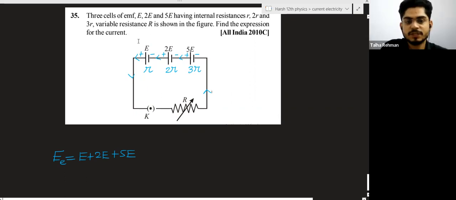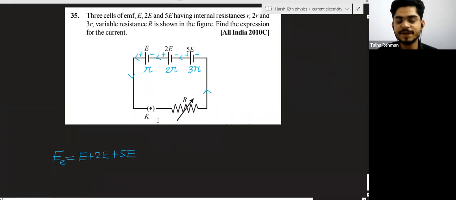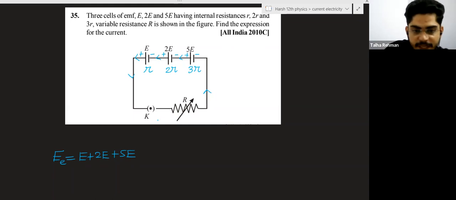So here you can see that if you want to calculate E equivalent, all the cells are in charging condition. If all the cells are in charging condition, you will take the same sign for the EMF. So I am taking the positive sign. So what will be the E equivalent? E plus 2E plus 5E. This will become 8E.